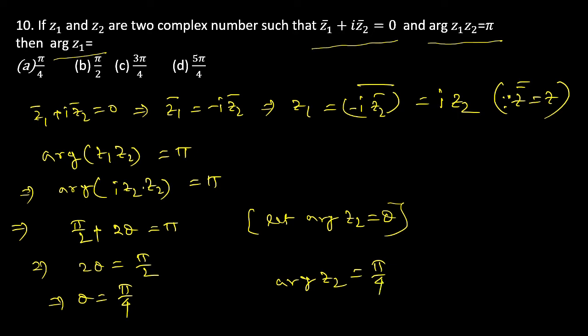Then argument of z1 will be pi minus pi by 4, that means 3 pi by 4. How do we get this? Since argument of z1 into z2 is pi, argument of z1 must be pi minus argument of z2, which is pi by 4. So 3 pi by 4. So option C will be correct. Next problem.